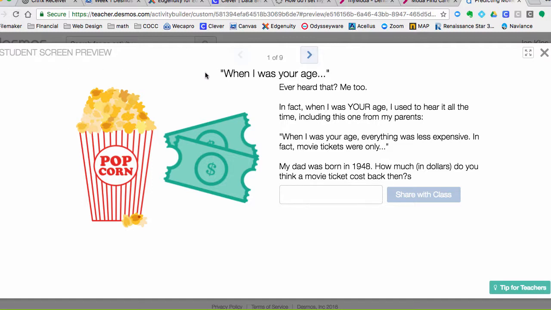So here we are on the first screen, and it gets into, when I was your age, what were movie ticket prices? The first thing you do is just predict. It could be right, it could be wrong. You're going to predict how much you think a movie ticket cost in 1948. I'm just going to say 50 cents. Share with the class, and we'll move on to the next slide.